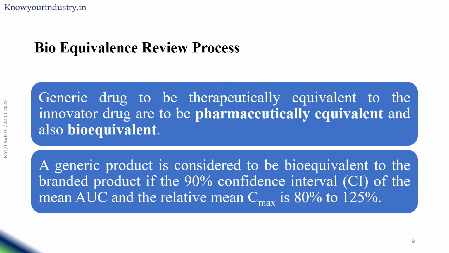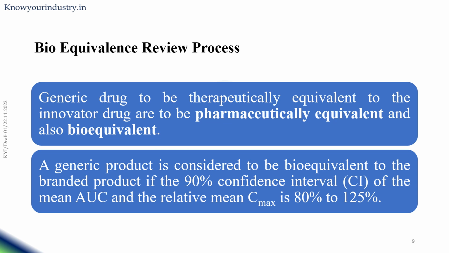Let's see what the bioequivalence review process is. The two main characteristics of a generic drug to be therapeutically equivalent to the innovator drug are to be pharmaceutically equivalent and also bioequivalent. Both the innovator and generic drug should be pharmaceutically equivalent. That is, they should have the same strength, dosage form, and same route of administration. This means the products are said to be bioequivalent when they have similar bioavailability when they are studied under same conditions.